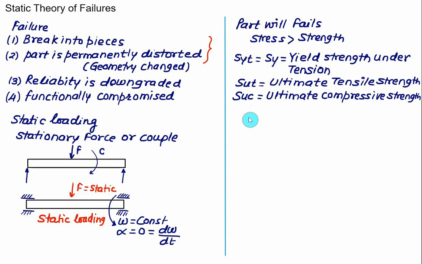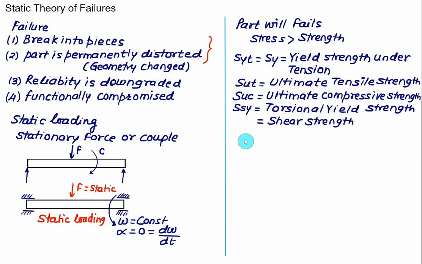Similar to SUT, we have SUC, and the value of SUC is the same as the ultimate compressive strength. Normally for ductile material, both values are identical, but in brittle material, the value of SUC is higher than the value of SUT.